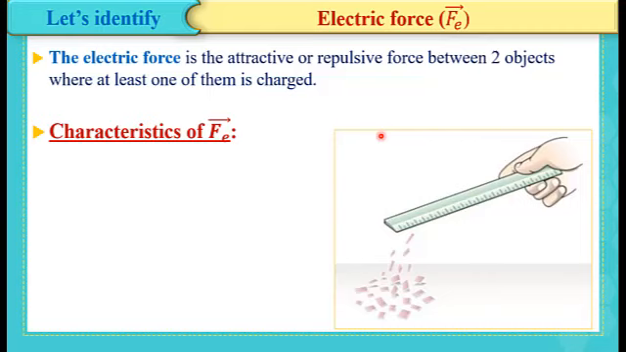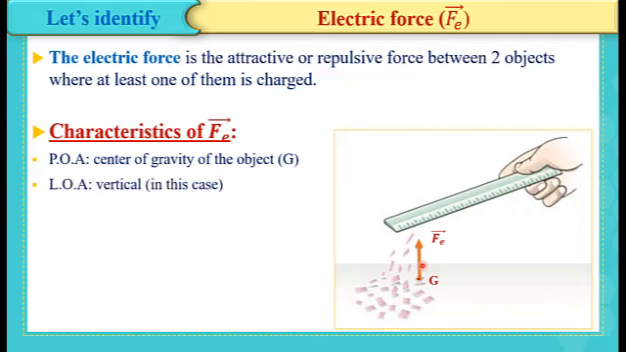The characteristics of this force: of course, the point of application is the center of gravity. Why? Because this force acts from a distance. The line of action according to this case is vertical. The direction here is upward toward the charged ruler. So the line of action and the direction are according to the case we have.